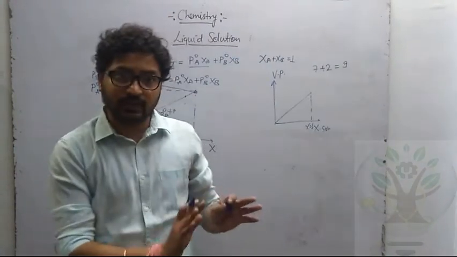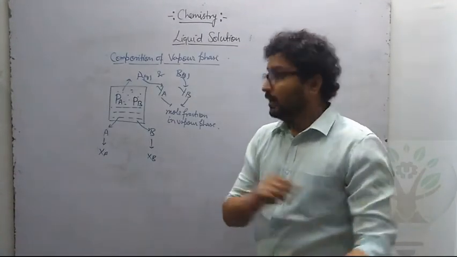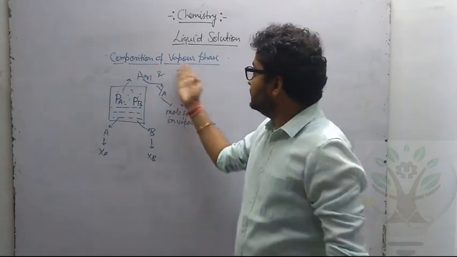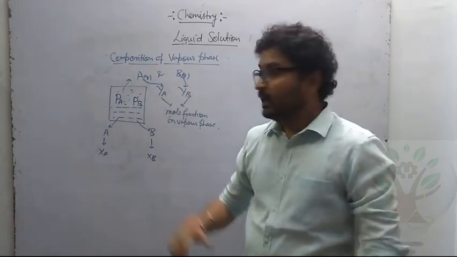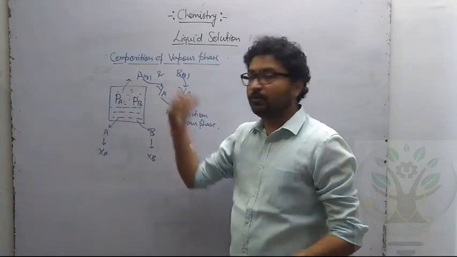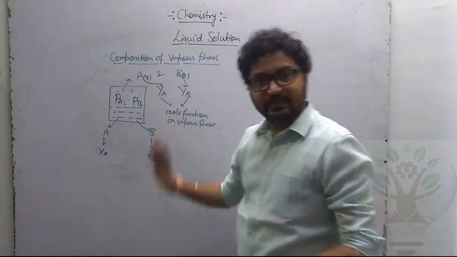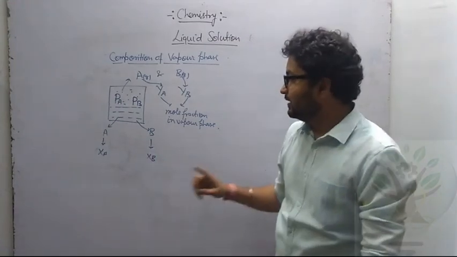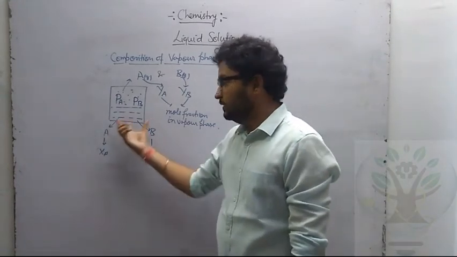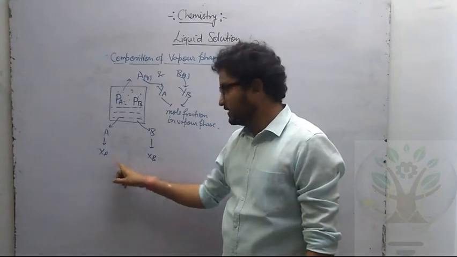Okay. Moving forward. Now, we have to discuss the composition of the vapor phase. We have to find out what will be the composition of the vapors formed. Okay. Let's consider the very same case which we are discussing right now. A and B both volatile. XA mole fraction, XB mole fraction, in which phase? Liquid phase.